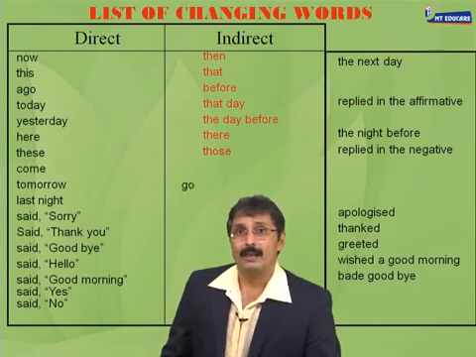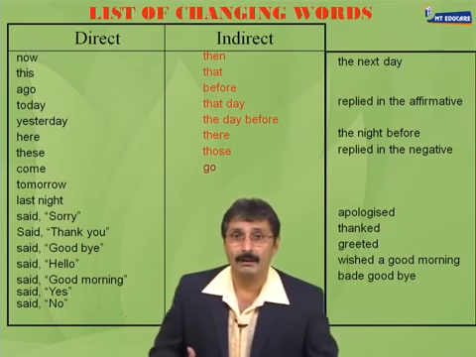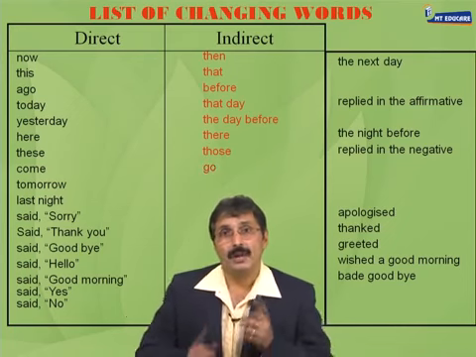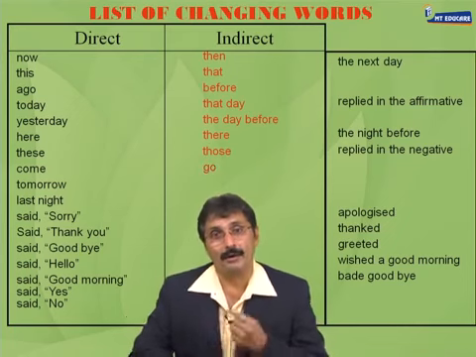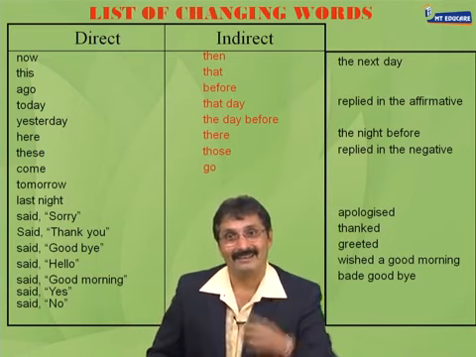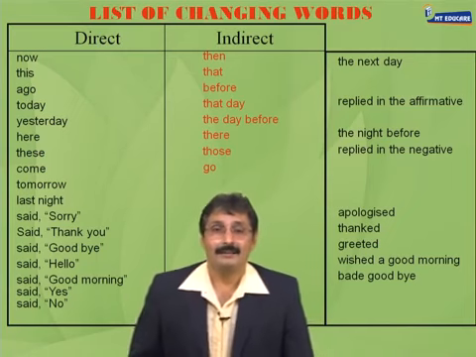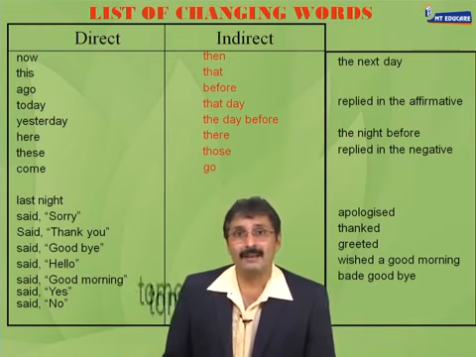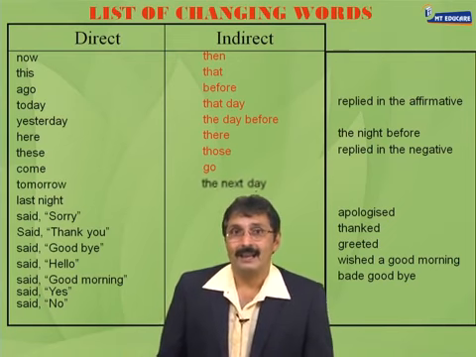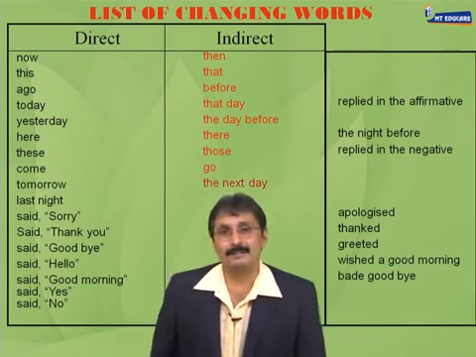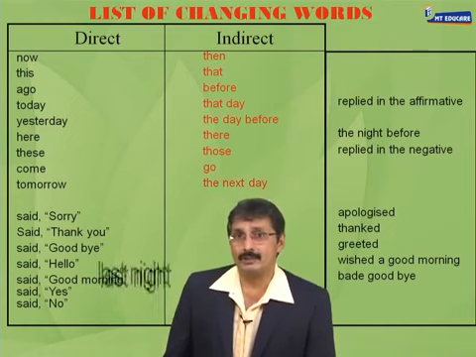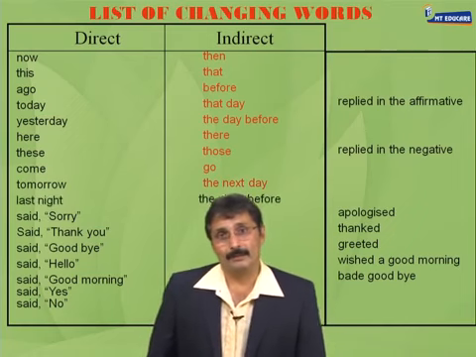For example, he said to her, come here. Ka indirect speech, he told her, ya he ordered her to go there. Come here becomes go there. Direct speech mein tomorrow, indirect speech mein the next day ya the following day. Direct speech mein last night, indirect speech mein the night before ya the previous night.